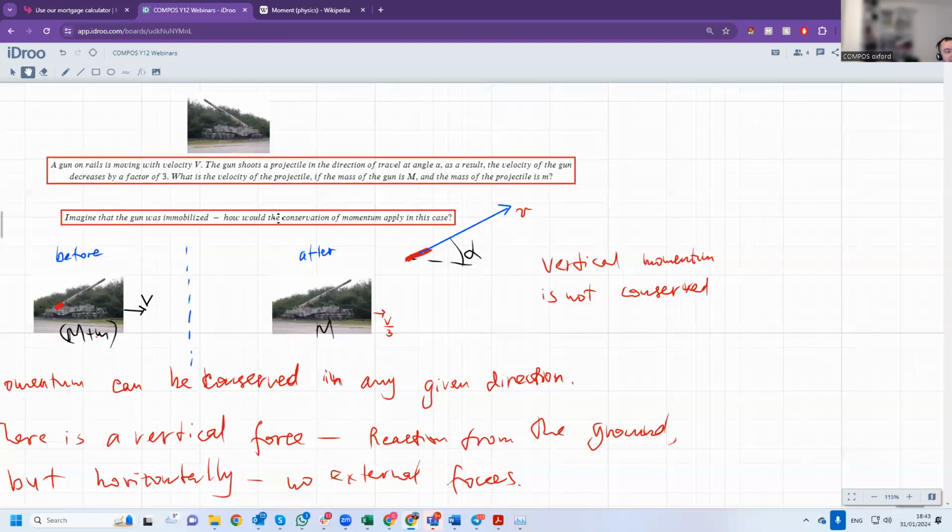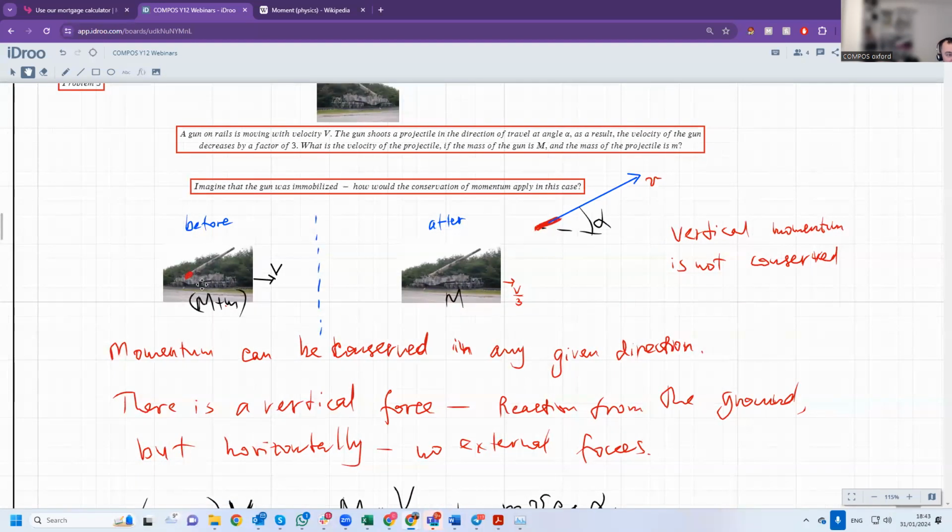There's a second part to this question. Imagine the gun was immobilized. That means, well, stuck into the ground. How would the conservation of momentum apply in this case? So here we have what? The gun is traveling at velocity v, it's shooting a bullet, and it's slowing down because of that.